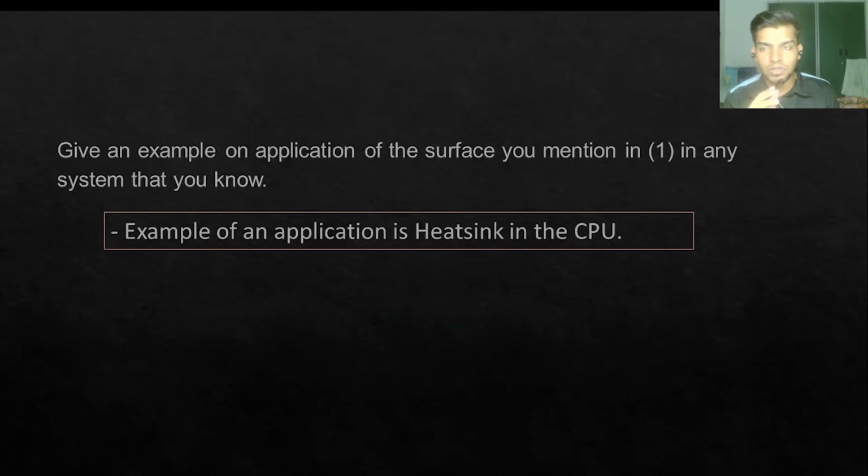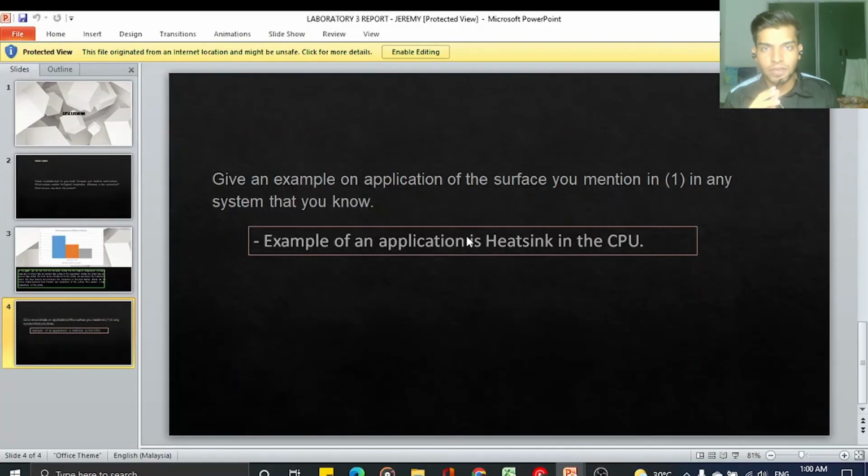So give an example on application of the surface you mentioned in question 1 in any system that you know. So the example of application is heat sink in the central processing unit, or also known as CPU. That is all from my presentation. Thank you.